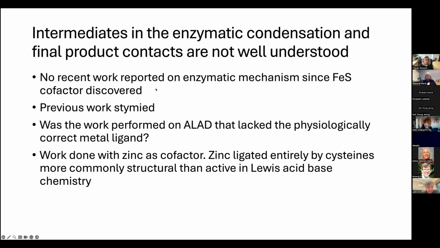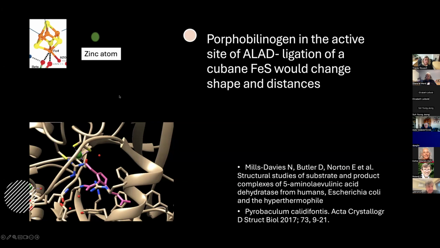As I mentioned, no recent work has been published on the enzymatic mechanism. And we raised the question, was it not completed because the physiologically correct metal ligand was not being used? And there is another point, which is that an iron sulfur cluster would lead to a slightly different conformation than a zinc because it's larger. And so the shape and distances in the active site might be changed if you solve the structure with the cluster in place.